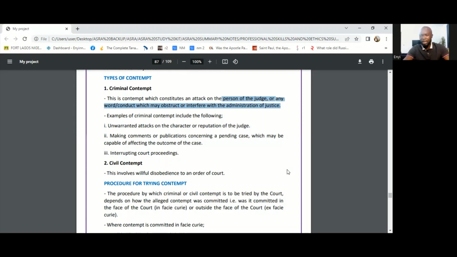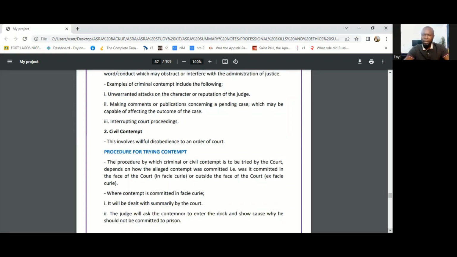And on the other hand, civil contempt is where there's a willful disobedience of an order of the court. For instance, if the court has issued a summons, all right, commanding a person to appear, and the person willfully disregards it and refuses to appear, now that is civil contempt. So those are the two types of contempt we have.